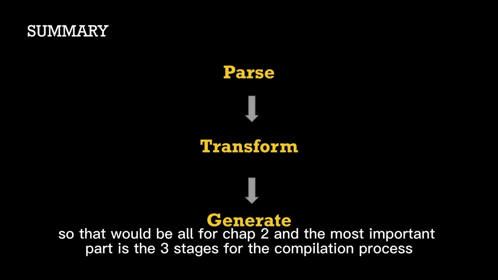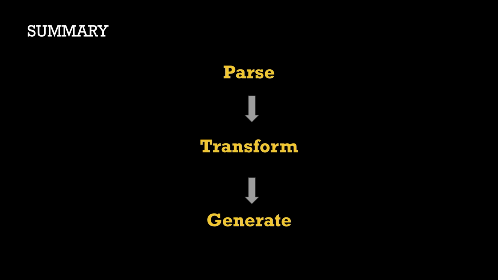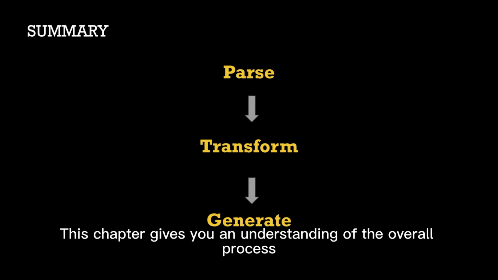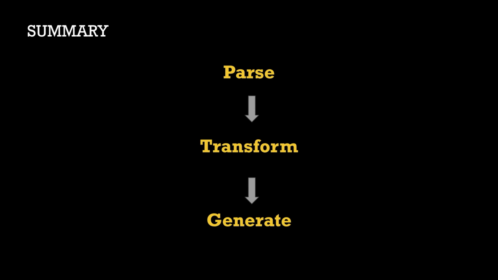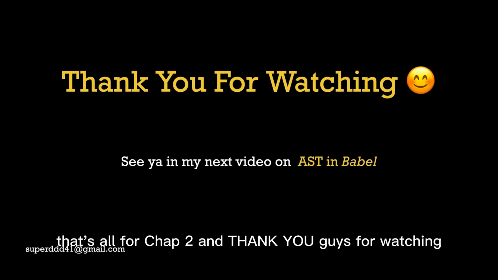Okay, so that would be all for chapter 2. And the most important part is that there are 3 stages to the compilation process. So you have learned that Babel is a JavaScript transpiler and there are 3 stages to this compilation process: parse, transform, and generate, and also what each stage does. So this chapter gives you a better understanding of the overall process, which is the basis for the subsequent in-depth study of Babel, which will be talked about in the later chapters.